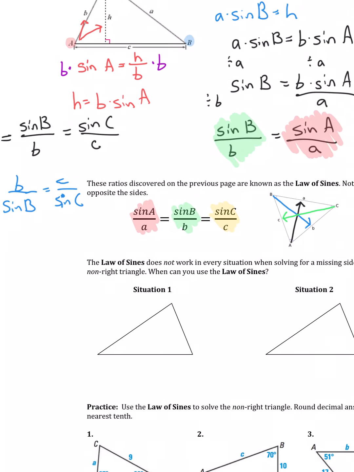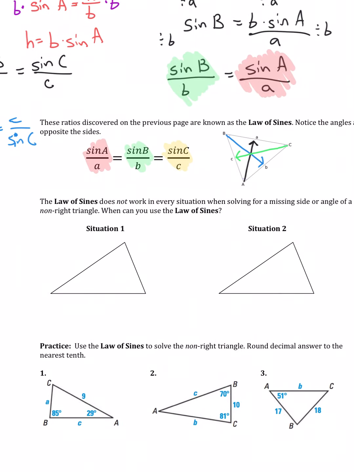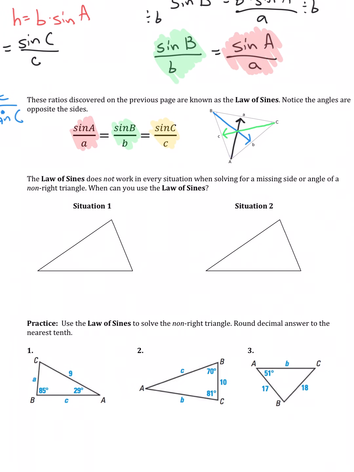And let's go ahead and look at this now. So the law of sines does not work in every situation when solving for a missing side or angle of a non-right triangle, but it does work in a lot of specific situations. Okay, so here are two situations where the law of sines will work.